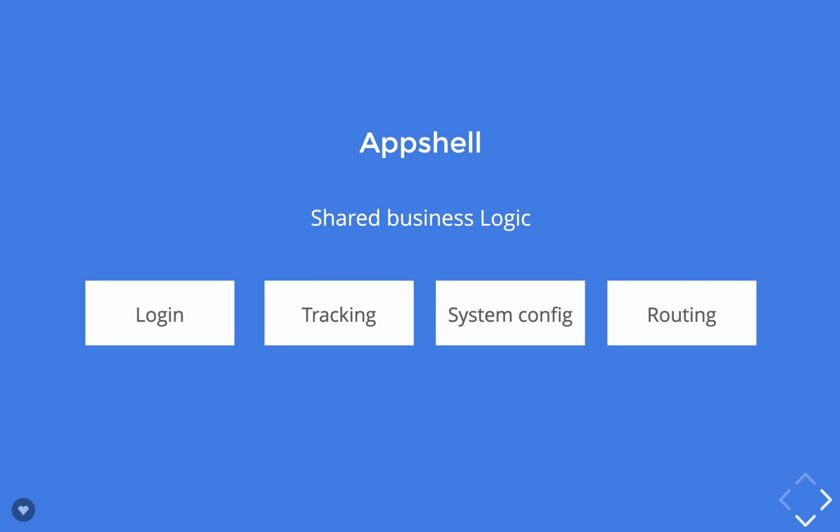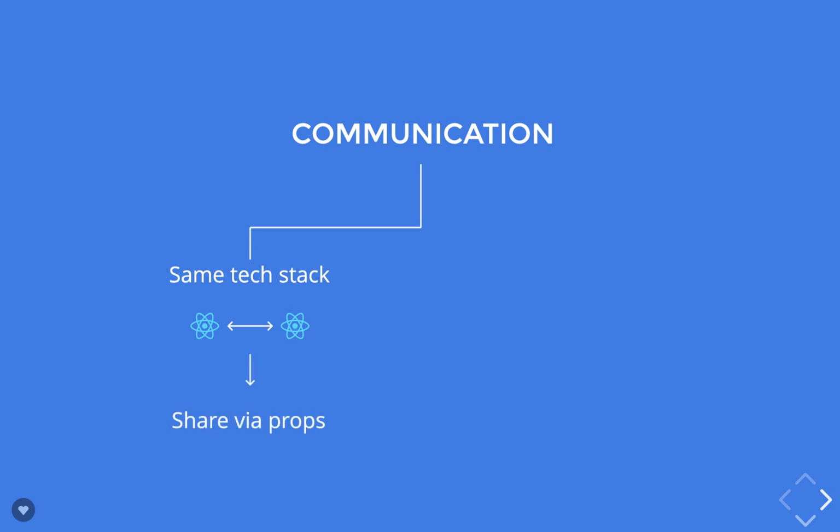So next, communication. In the micro frontend architecture, there's a lot of message passing. The micro frontends need to communicate to each other as well as to the app shell. Generally, there can be two cases. First, all the micro frontends and app shell are in the same tech stack, let's say React. So it can be as easy as passing down the props. You pass down the props and the system reacts.